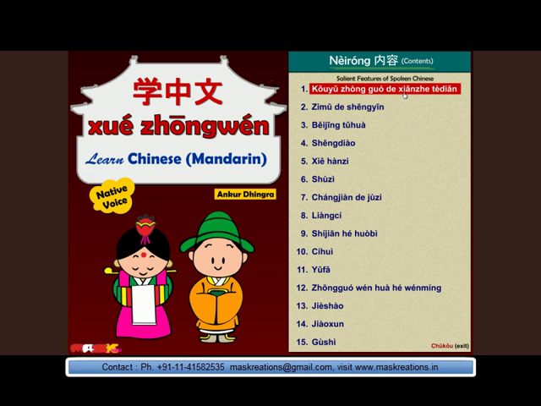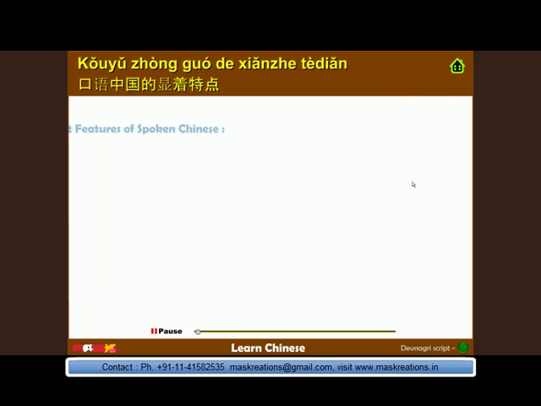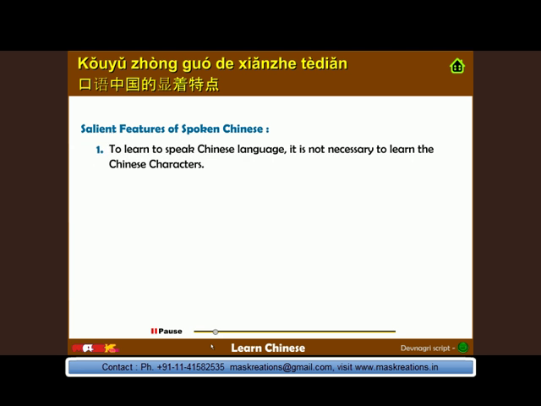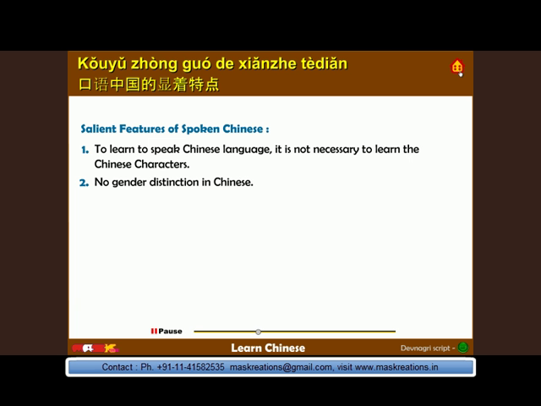Kou Yu Zhongguo de Xianzhe Te Dian. To learn to speak Chinese language, it is not necessary to learn the Chinese characters. No gender distinction in Chinese.